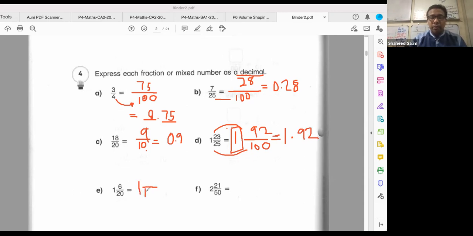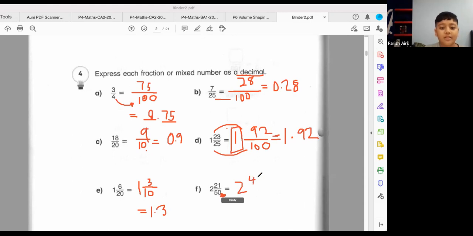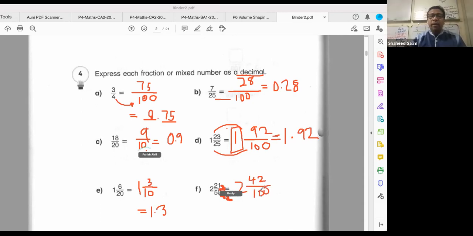20 times. Oh, you divide by 2. Divide by 2, you get like that. 1.3. Times 2. Yes. I don't understand why this one you divide. Which one? This one. Okay. So we don't divide, we times by 5.